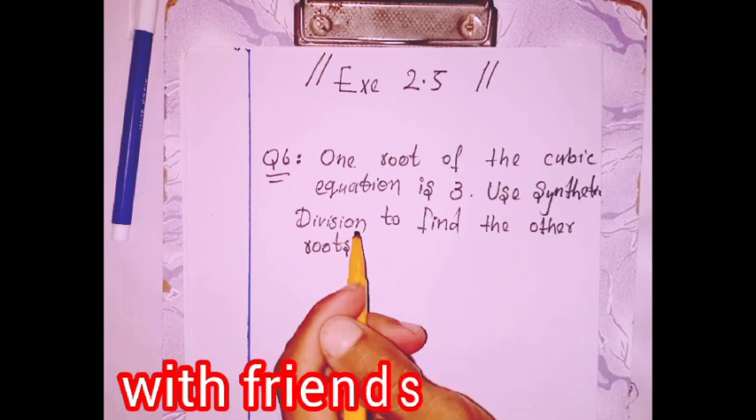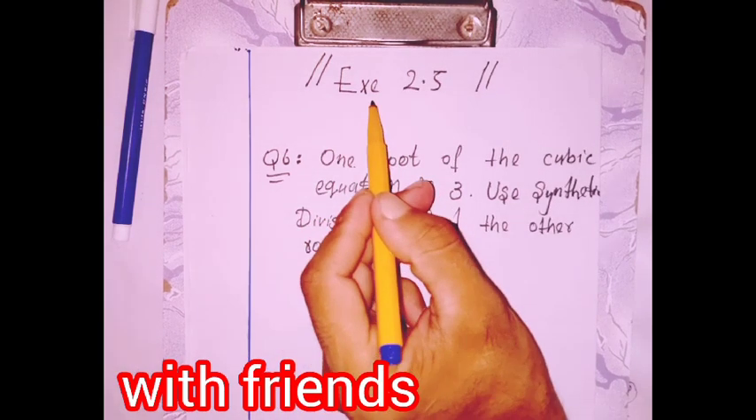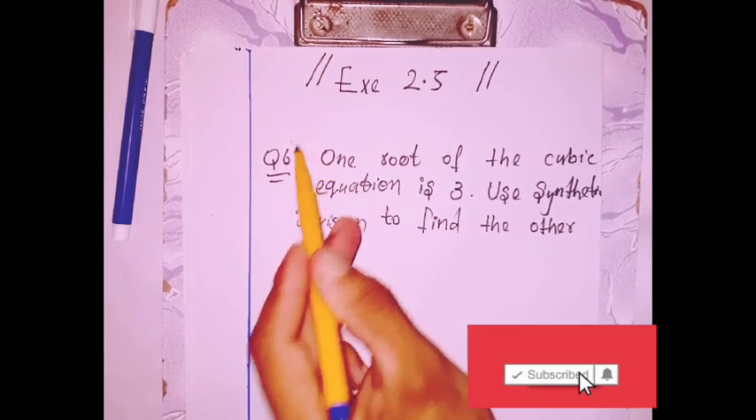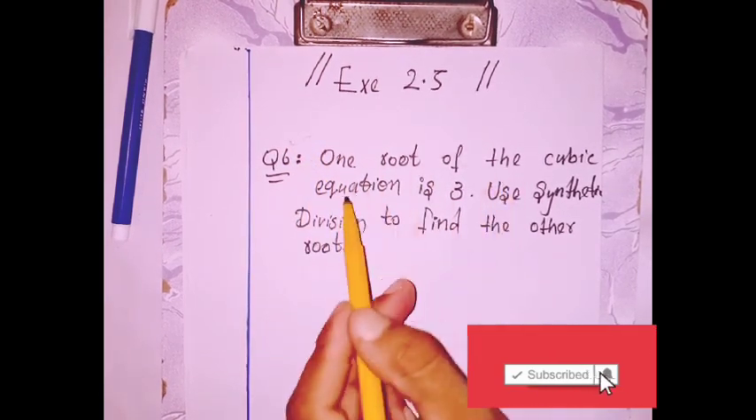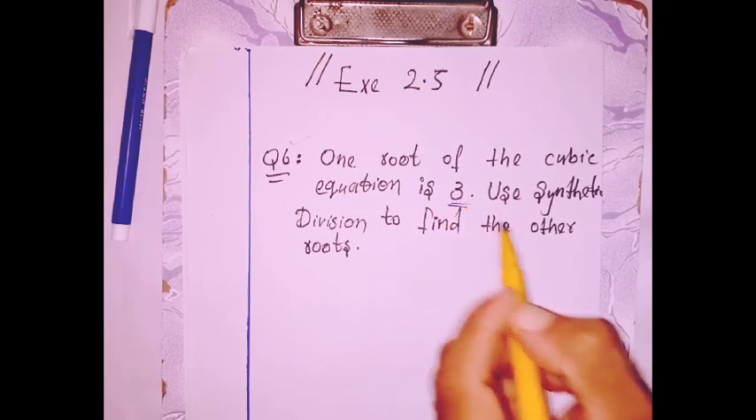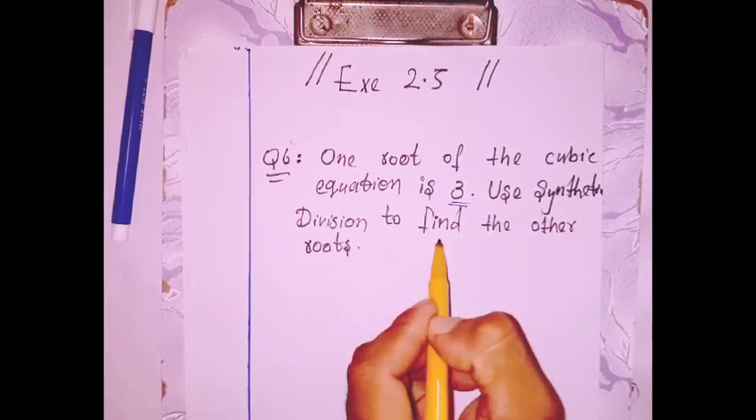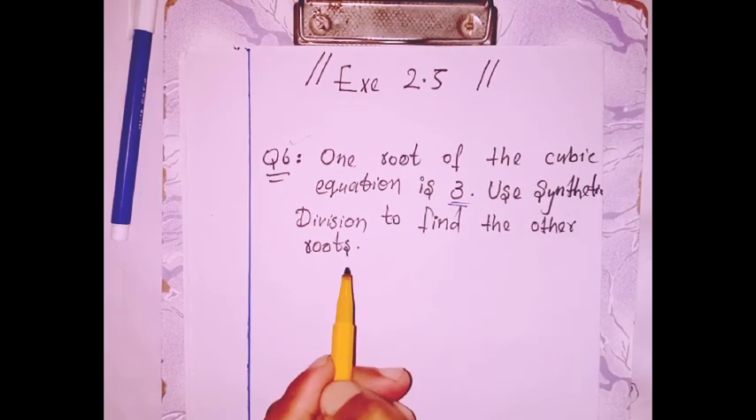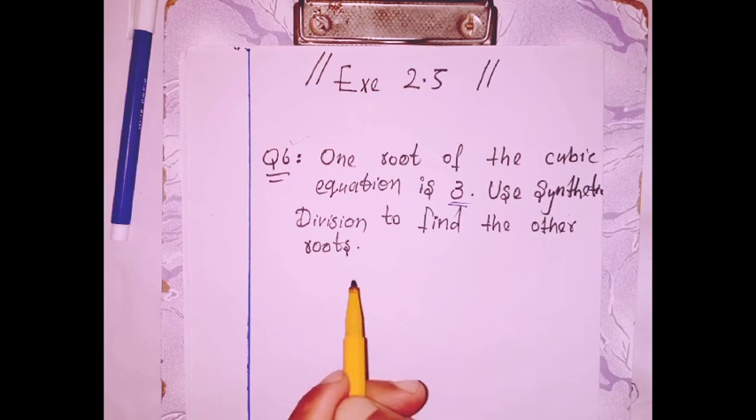In this video I'm going to discuss exercise 2.5. Here we have question number 6. One root of a cubic equation is 3. Use synthetic division to find the other roots. So here we have to find out the other roots of a cubic equation.